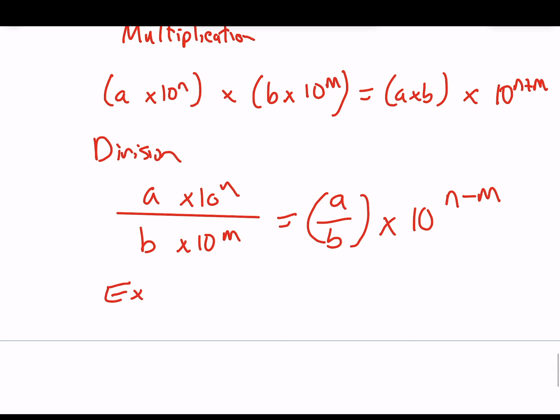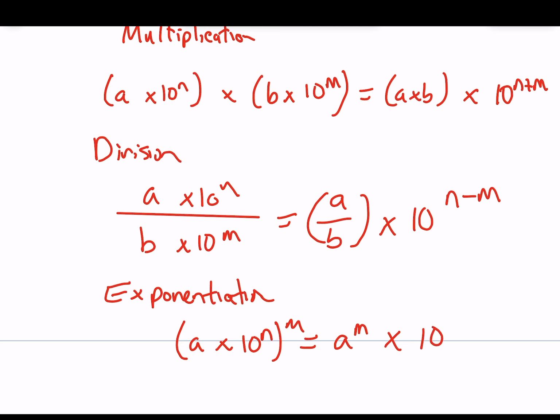And then finally, exponentiation. If you have a times 10 to the n raised to the m power, you just distribute that exponent inside to the a, so you get a to the m and 10 to the n times m. So that's how we do computations with numbers in scientific notation. Let's now try a couple of examples.